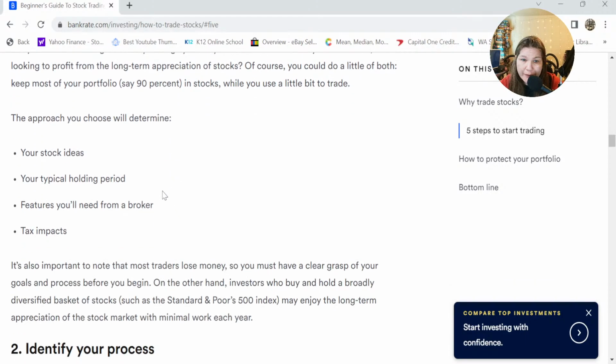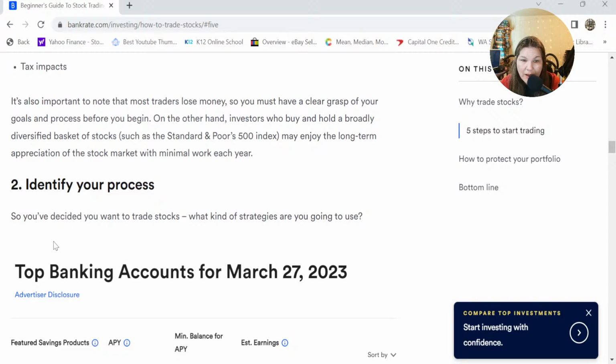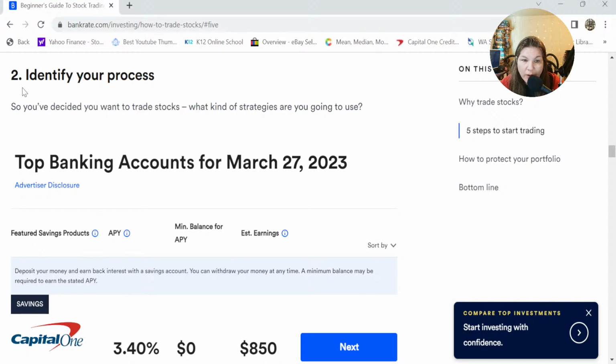But eventually, the approach you choose will determine your stock ideas, your typical holding period, features you'll need from a broker, and tax impacts. It's also important to note that most traders lose money, so you must have a clear grasp of your goals and process before you begin. On the other hand, investors who buy and hold a broadly diversified basket of stocks, such as the Standard & Poor's 500 Index, may enjoy the long-term appreciation of the stock market with minimal work each year. So identify your process.